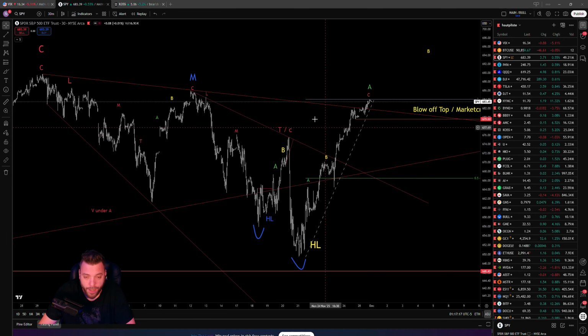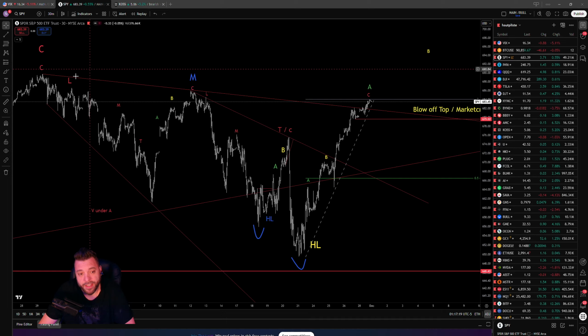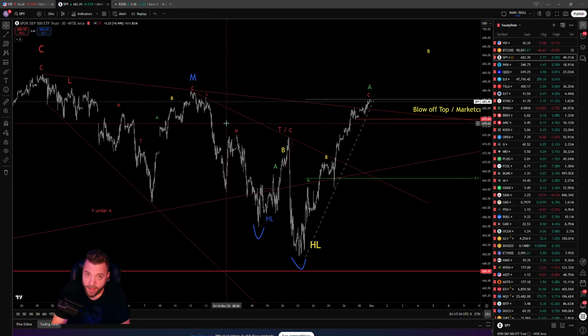The main problem you have with this is if you start seeing these fractals, you really run the danger of getting too quick. You think, hey, that's the next move, so it has to happen immediately. And that's the biggest danger here.